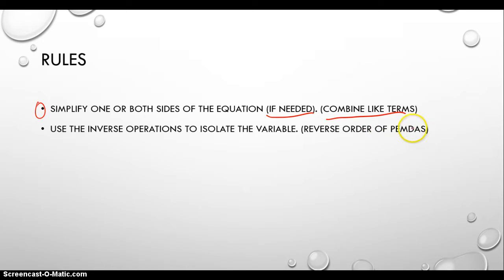Reverse order of PEMDAS. Really, it only accounts for this, which you'll see in a second. It doesn't account for this. Okay, you have to do this first if it exists there still, before you can do the multiplication, division, adding, subtracting. So really, realistically, to get the inverse operation, to isolate the variable in this, you're doing the opposite of PEMDAS, the last four parts of it. All right, which you'll see.